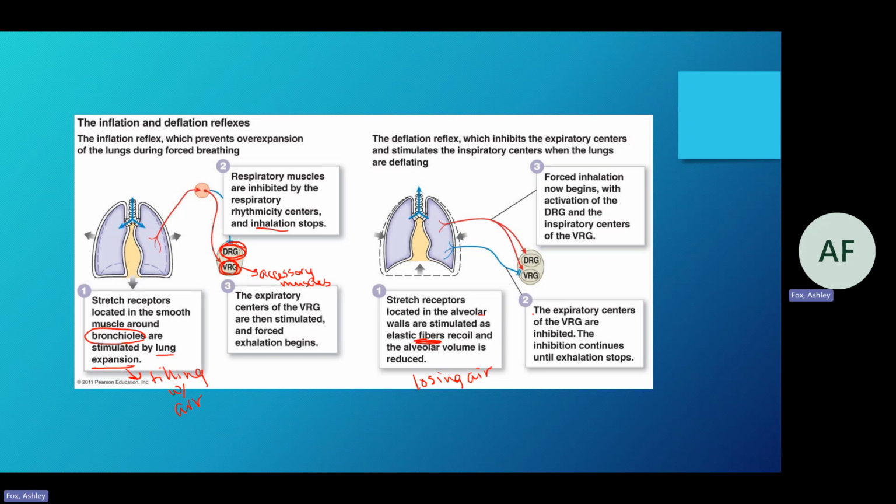Then the expiratory centers of the ventral respiratory group are going to be inhibited. And then you have forced inhalation because you're going to activate the dorsal respiratory group.